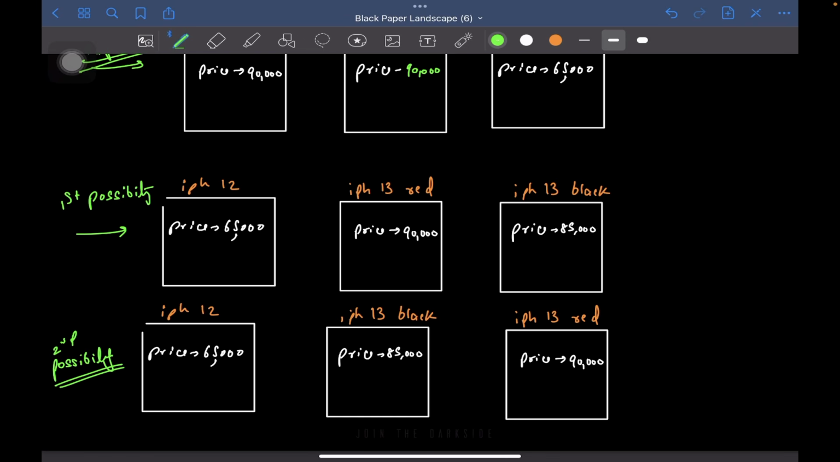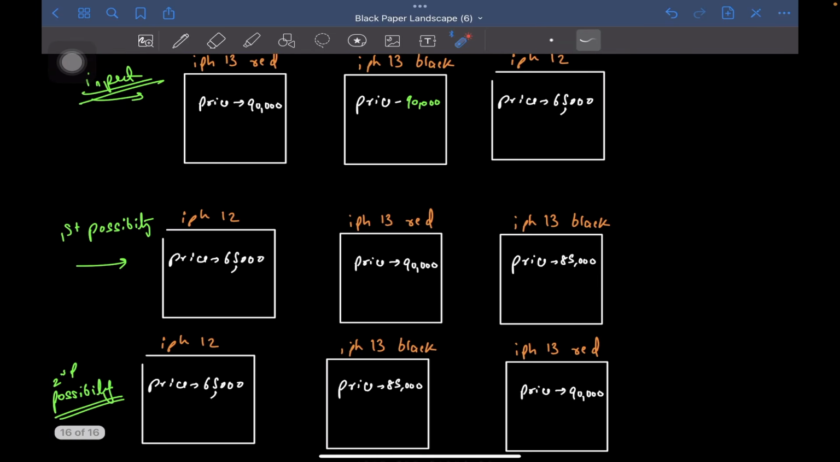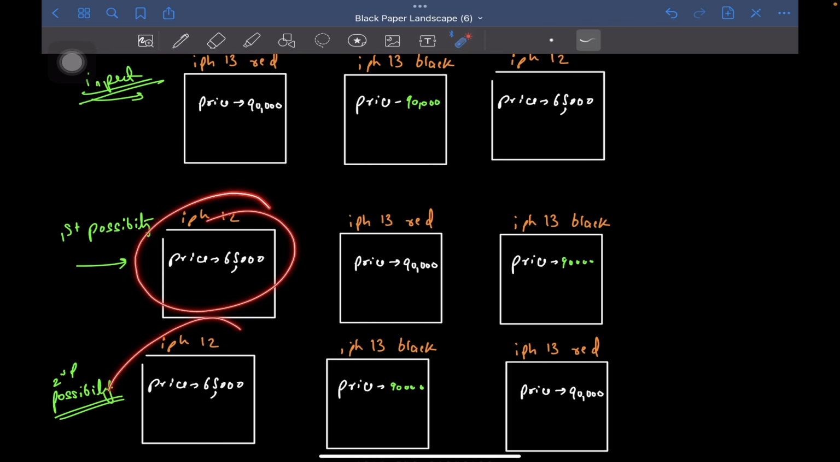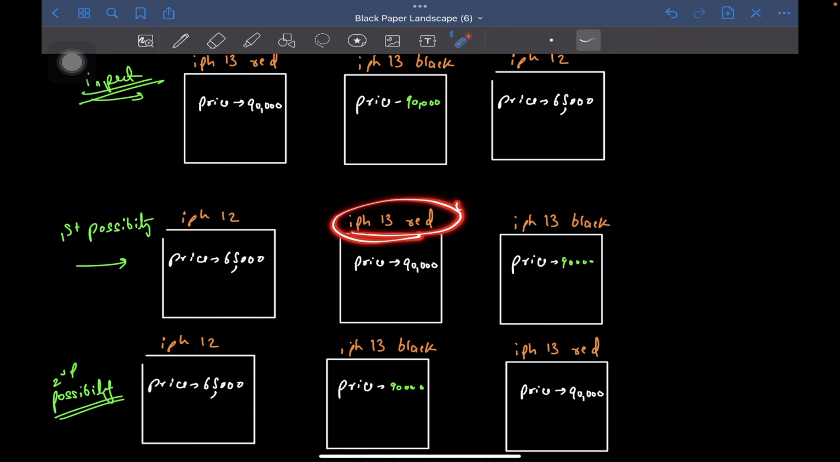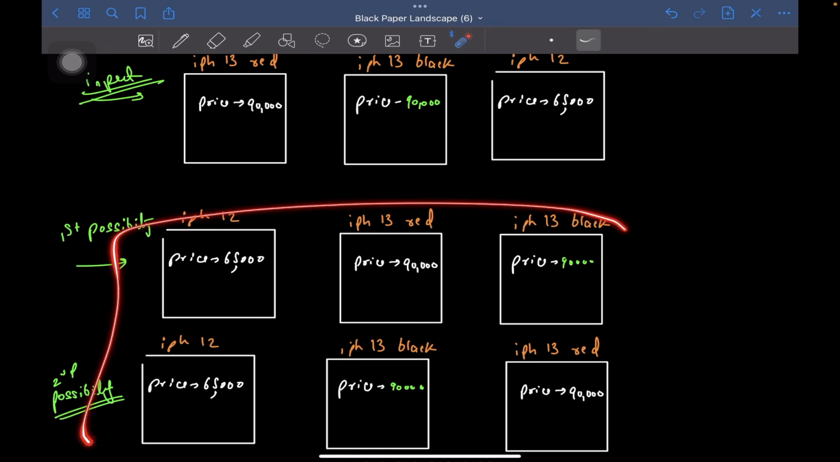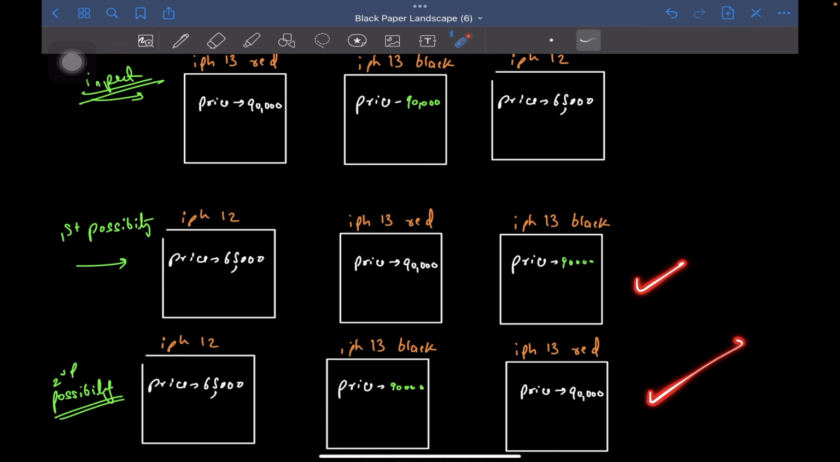Just think about it. If we want to sort them on price, and let's say the price is the same for iPhone 13 black and iPhone 13 red, so this is also 90,000 and this is also 90,000. If you arrange them in increasing order, iPhone 12 is going to be first. But iPhone 13 red can come before black, or iPhone 13 red can come after black. Can I say both of the arrangements are okay if I want to sort in increasing order of price?